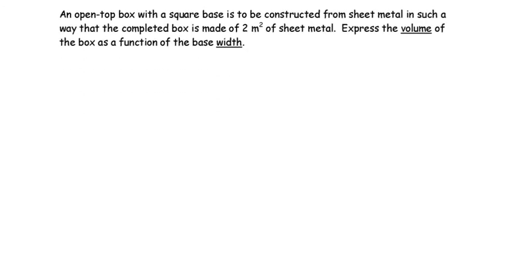So an open top box with a square base, and that's probably going to be important information there. It's not just a base, but it's a square base. So here's our box. An open topped, square base box is to be constructed from sheet metal in such a way that the completed box is made of 2 square meters of sheet metal. Express the volume of the box as a function of the base width.